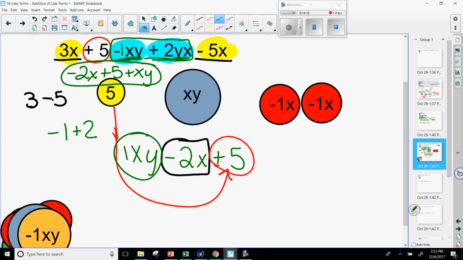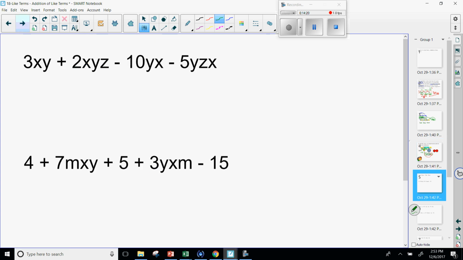So I have 2 problems up on the board. Would you please work through those by grouping like terms together? Simplify by adding like terms. That's what the question is. Simplify by adding like terms. I will give you 2 minutes. Go.